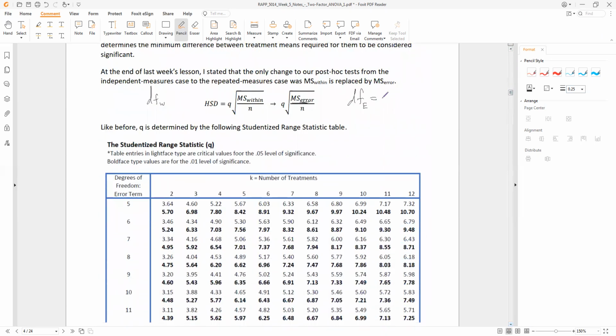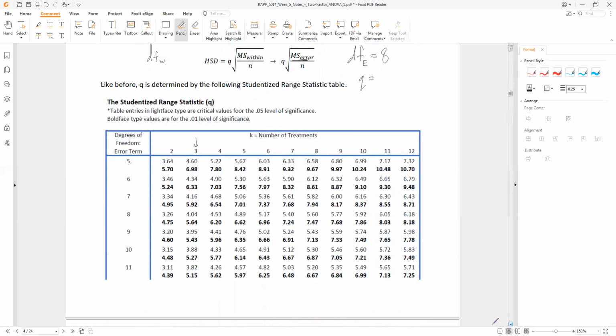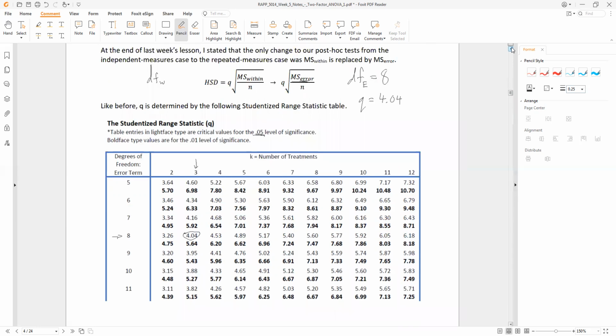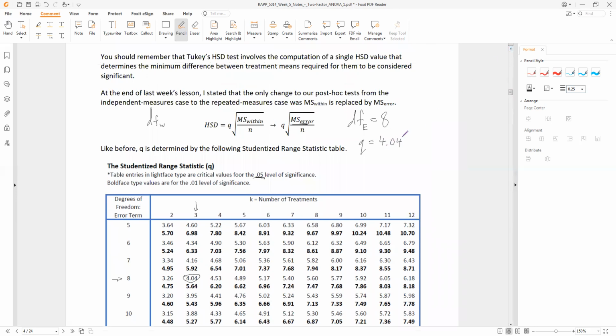And that'll get us Q, right? So Q equals... here the number of treatments is 3, and the degrees of freedom for error was 8. So we are looking at 4.04 because we're doing alpha equals 0.05. That's why we're not looking at the bold one, because we're doing 0.05. Right, so we have Q equals 4.04, the MS error, and the N we have.